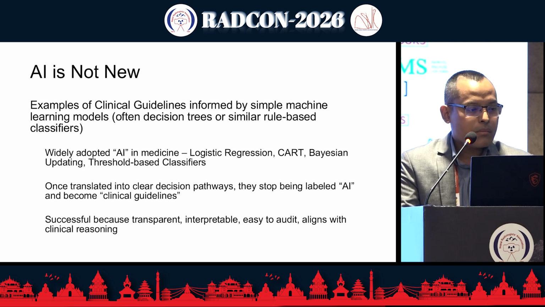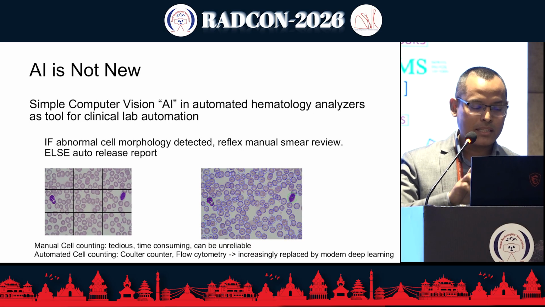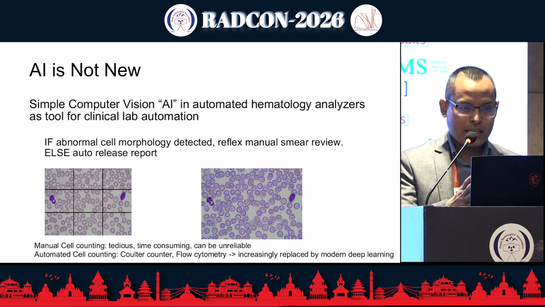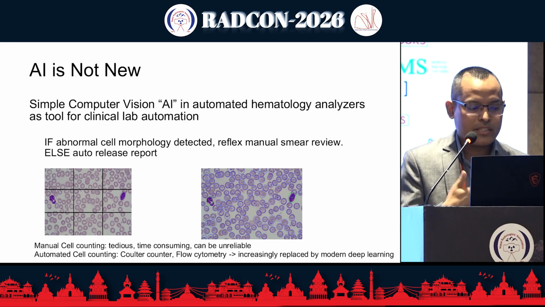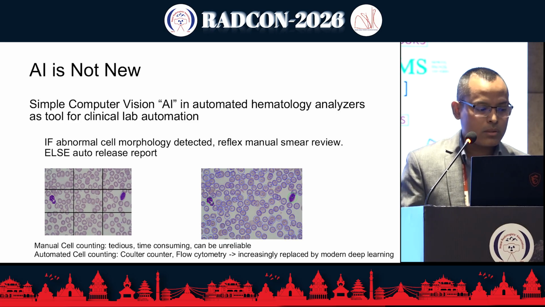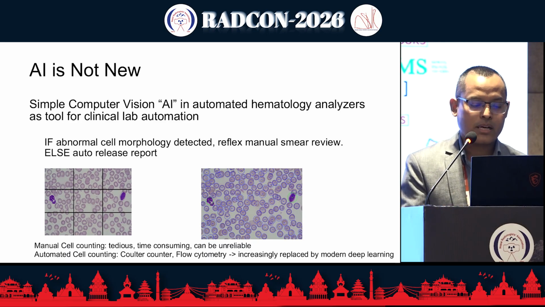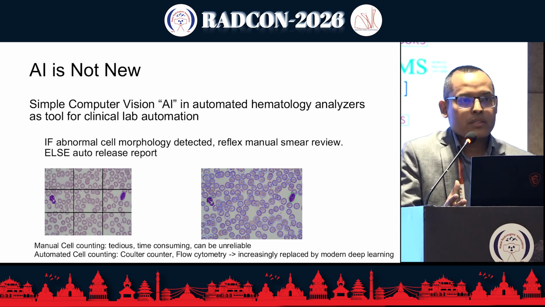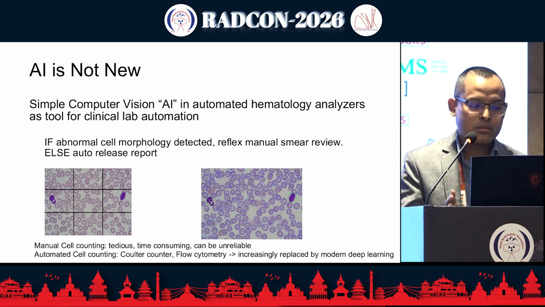And another example of what AI is not is that in some ways they are actually being used, but they are not explicitly defined as AI. For example, in a pathology lab, you might have automated hematology analyzers that look at cells and try to count. Manual cell counting is very tedious, time-consuming, can be unreliable, and so a lot of these systems come with automated cell counting systems, which are increasingly being replaced by modern deep learning systems, right? So you are actually using AI in your clinical setting, but it may not look like explicitly that you're using it, right?